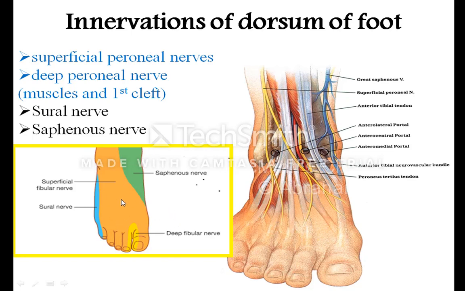Regarding the innervation of the dorsum of the foot, most of the dorsum is innervated by the superficial peroneal nerve, or superficial fibular nerve, except the web space here between the first and second toe, which is innervated by the deep fibular nerve. The area over here is innervated by the saphenous nerve, which is a branch of the femoral, and here laterally it is innervated by the sural nerve.